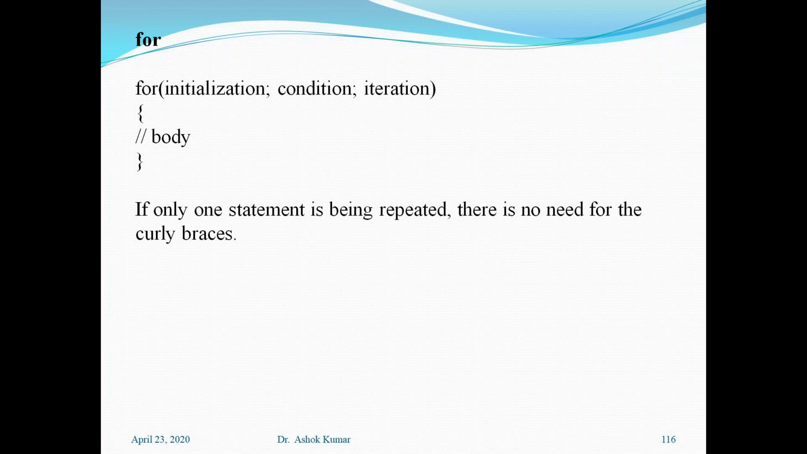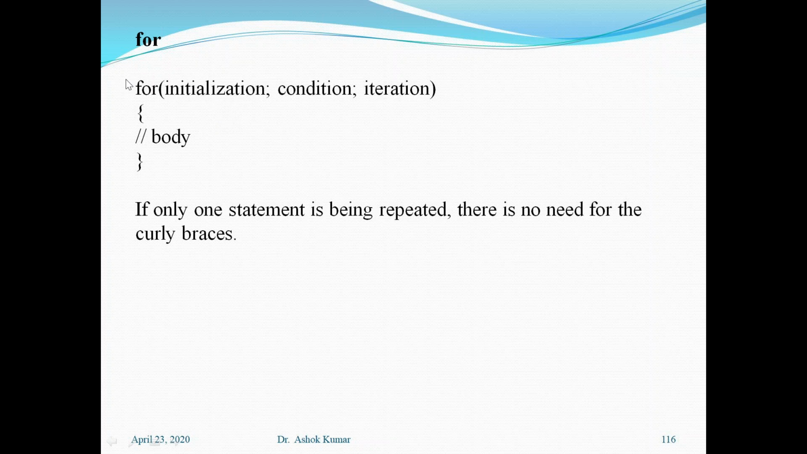Then comes the conditional expression. As we discussed earlier, it's a Boolean expression that will give you either true or false. If the condition is true, then only the body of the for loop will be executed. And if the condition is false, control will come out of the for loop. Then there is an iteration expression.